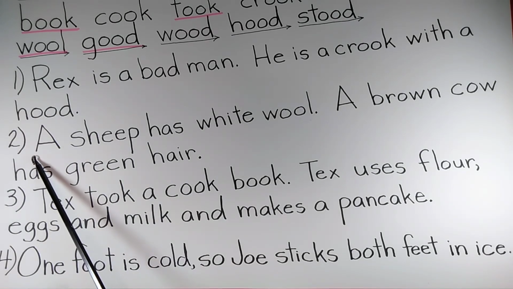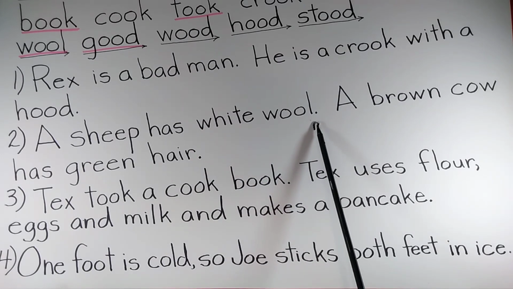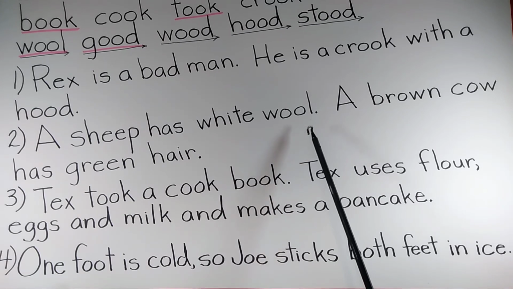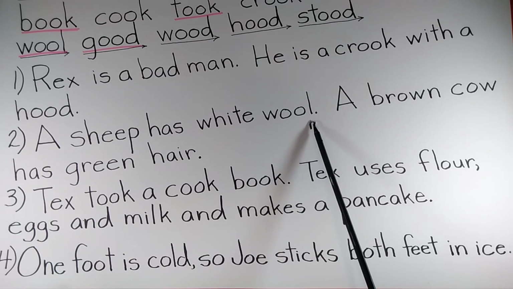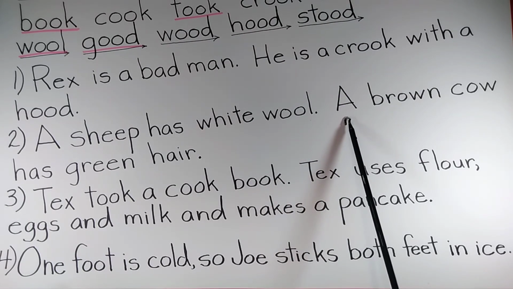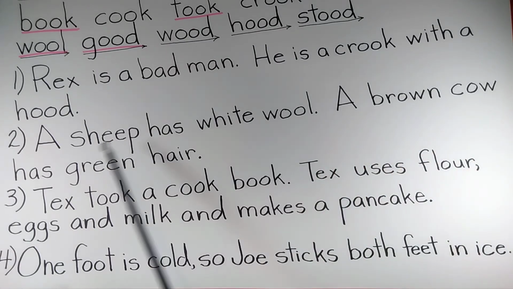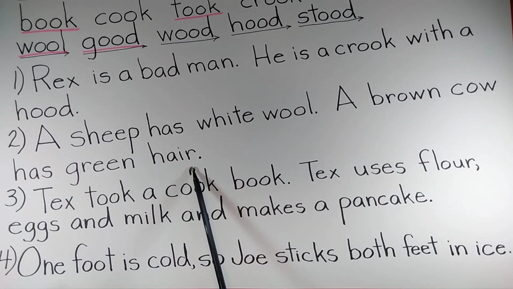Number 2, a sheep has white wool. Well, so far so good. Sheeps do have white wool. I don't think that's quite grammatically correct, but anyway. However, a brown cow has green hair. No, that one is definitely a false.